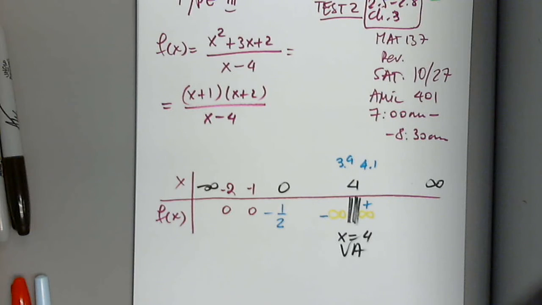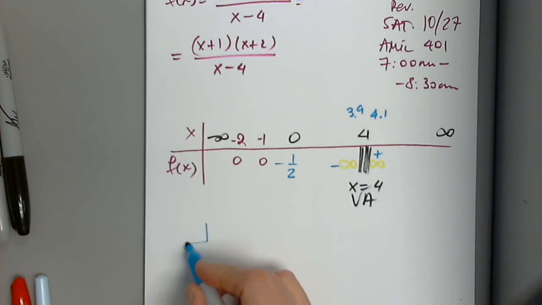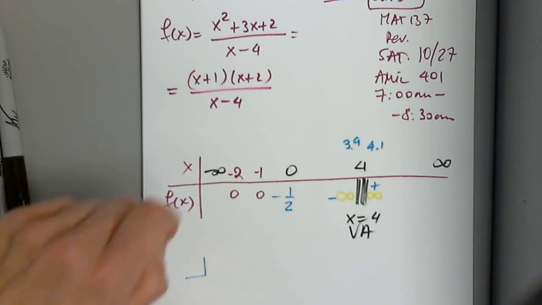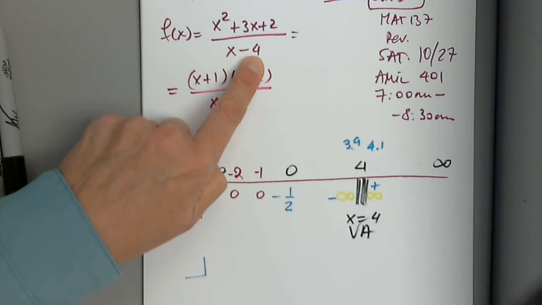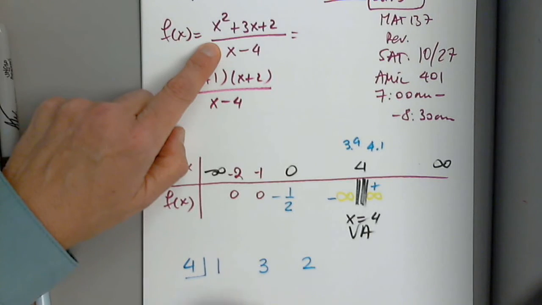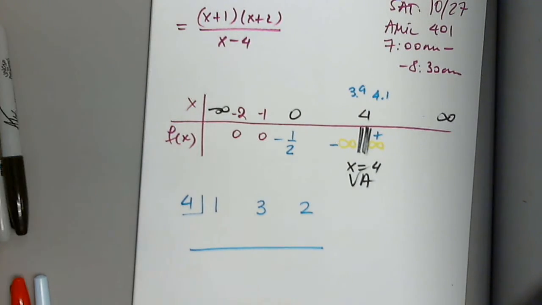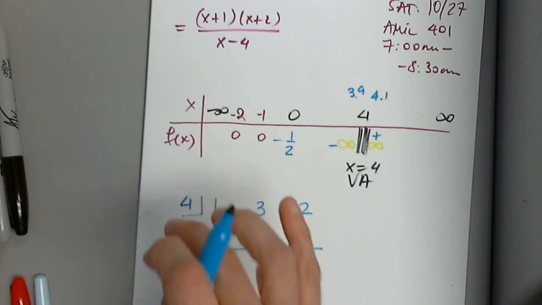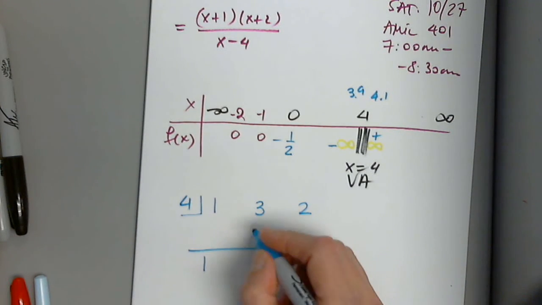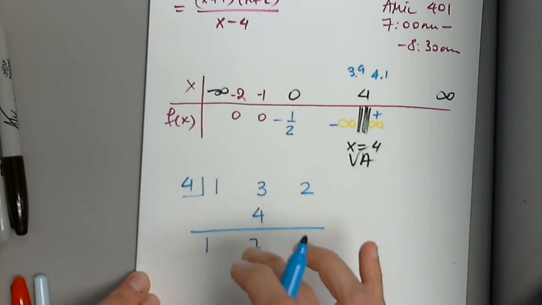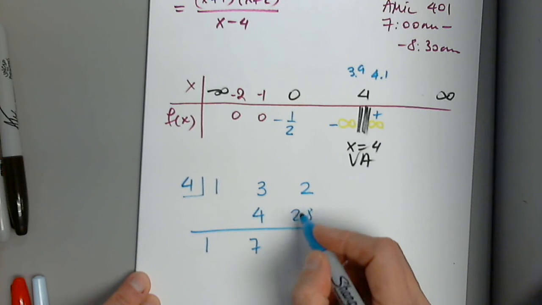You want to use synthetic division or long division? Perfect. What goes in the box? 4. And the coefficients will be 1, 3, 2. We copy the first coefficient. 4 times 1. 3 plus 4. 4 times 7. In the box.